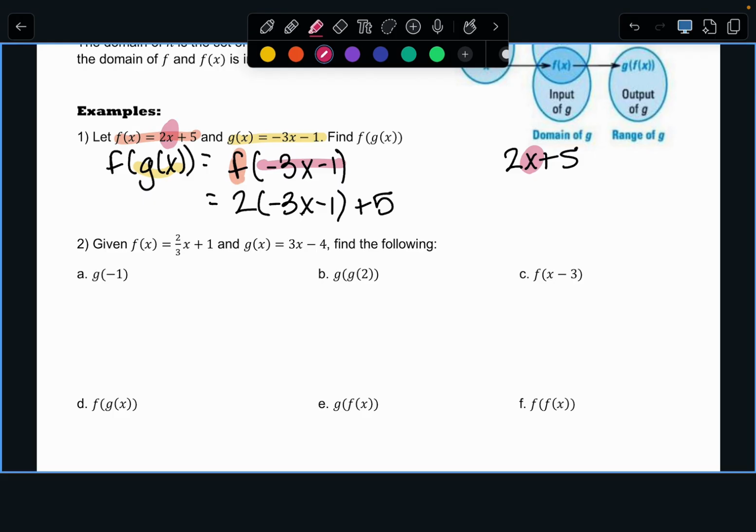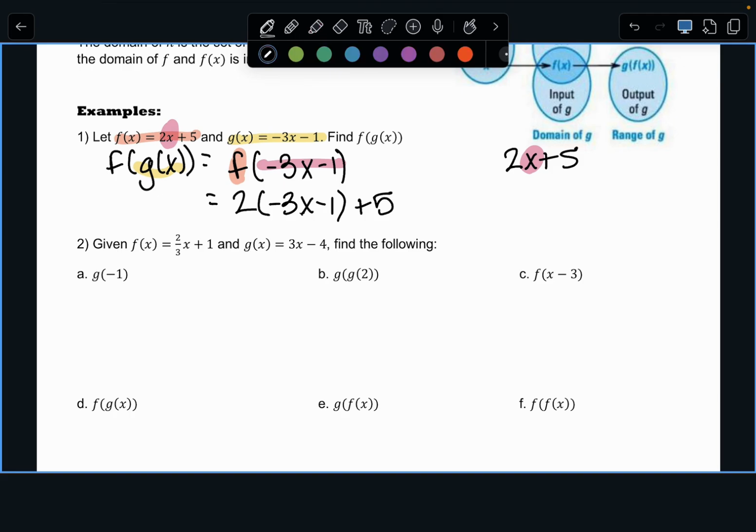I put it in parentheses because this entire thing is x. Not just one piece of it, not just the 3x, not just the minus 1, the whole thing. So whenever we plug it in, we use parentheses. So we plug it in. We're here. Questions on how we got here, or are we good? Okay, now we just simplify.